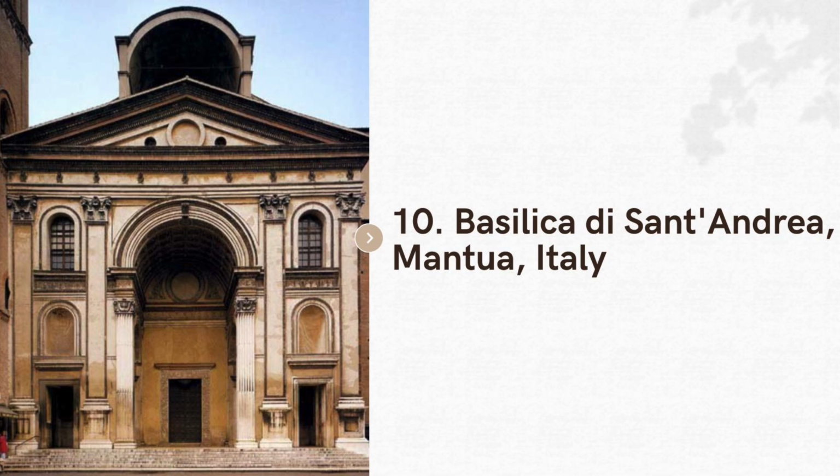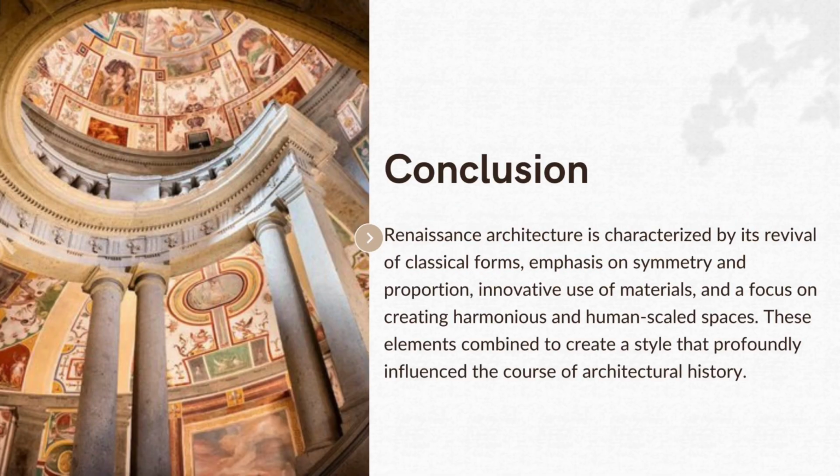This example highlights the Renaissance architectural focus on classical revival, innovative design techniques, and the application of geometric and proportional principles to create harmonious and aesthetically pleasing structures. Renaissance architecture is characterized by its revival of classical forms, emphasis on symmetry and proportion, innovative use of materials, and a focus on creating harmonious and human-scaled spaces. These elements combine to create a style that profoundly influenced the course of architectural history.